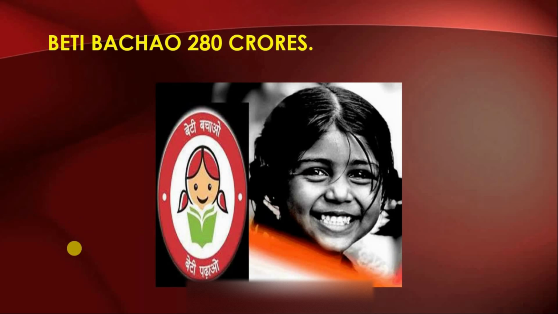Next, you might all know about this Beti Bachao campaign. The government allocates 280 crores this year for Beti Bachao. What is the Beti Bachao campaign? It was started by the government of India. It strives to improve the efficiency of welfare services intended for girls. So this you have to remember, it is very important. We'll be making another video on Beti Bachao. You can please look into that.